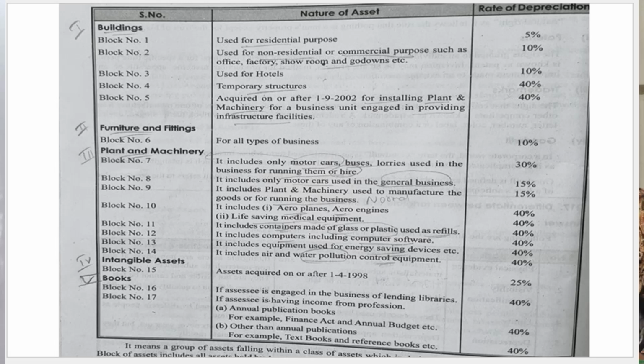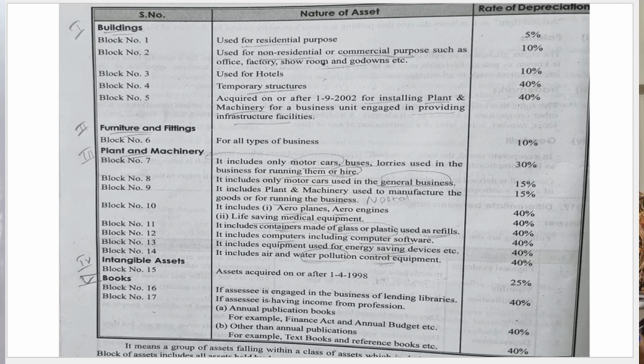Third category is plant and machinery. Here we have block number 7, 8, 9, 10, 11, 12, 13, 14. So many blocks are there. For each and every block, some rules are mentioned. Block number 7 says it includes motor cars, buses, lorries used in the business for running them on hire. Please remember this point. If you are using any of these vehicles on hire, then 30% is eligible. Then block number 8 says it includes only motor cars used in the general business, 15%. Block number 9 includes plant and machinery used to manufacture goods or for running the business, 15%.